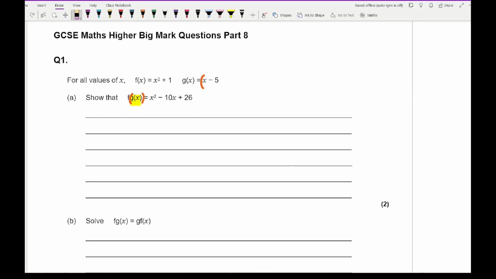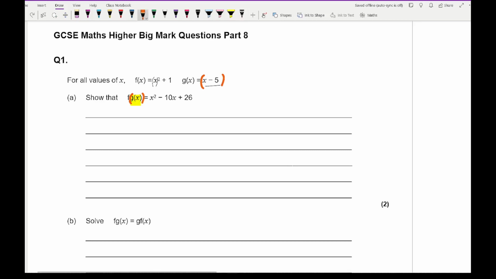So here what I'm doing is wherever I see an x in f of x, I'm going to swap it with x minus 5. So if I just put brackets around that x, which is a bit thick, so let me get rid of that, and hopefully have a thinner pen. And there we go. So where I can see an x, I'm going to swap it with this.